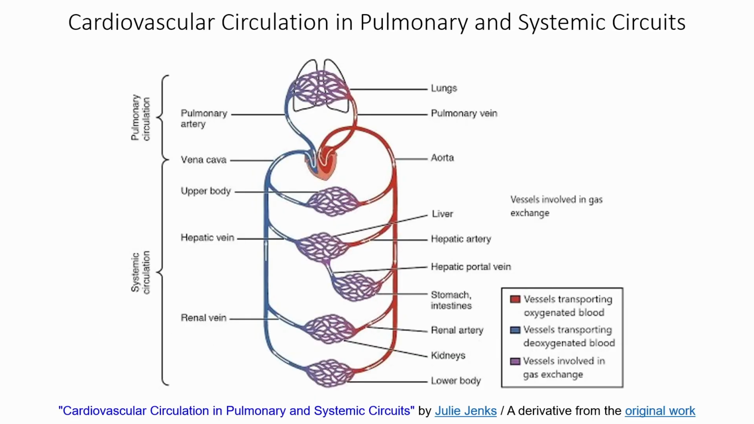So let's talk about the pulmonary and systemic circuits. We've mentioned these concepts before, talking about pulmonary circuit versus systemic circuit, but we were talking about it in reference to the heart, right? That the pulmonary circuit is serviced by the right side of the heart, and the systemic circuit is serviced by the left side of the heart. But then we didn't really go anywhere past that.